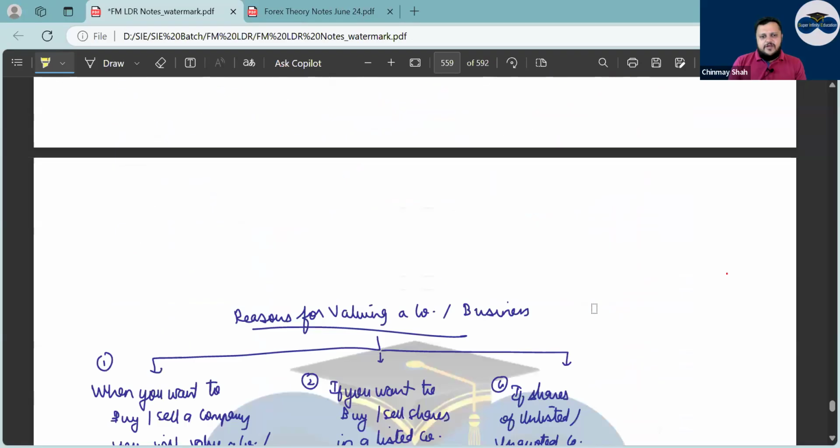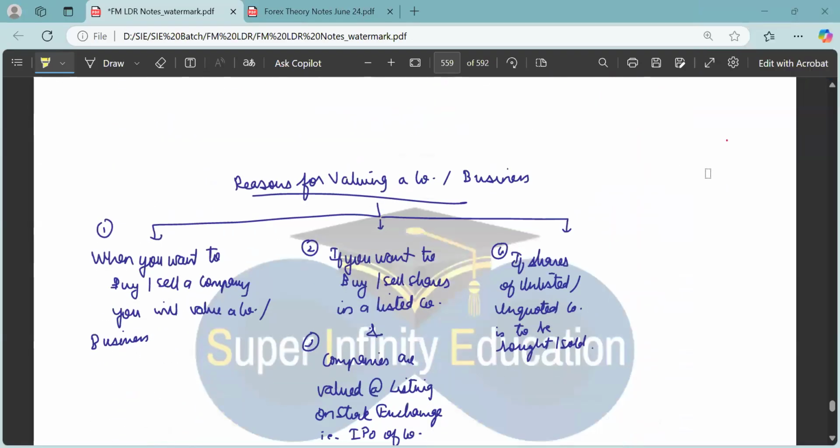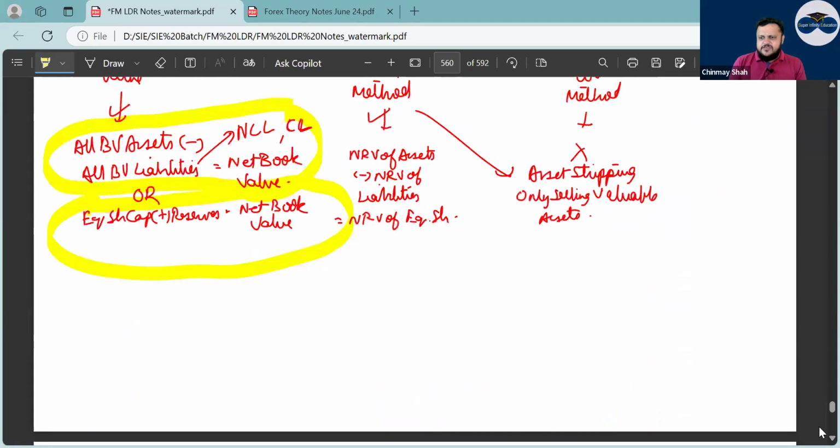Come back. Reasons, sir, for value. Yes, you'll revise ratios as well, no? Yes, ratios. Okay. And after that, at the end, I think there are 2 or 3 ratios I would have taken.